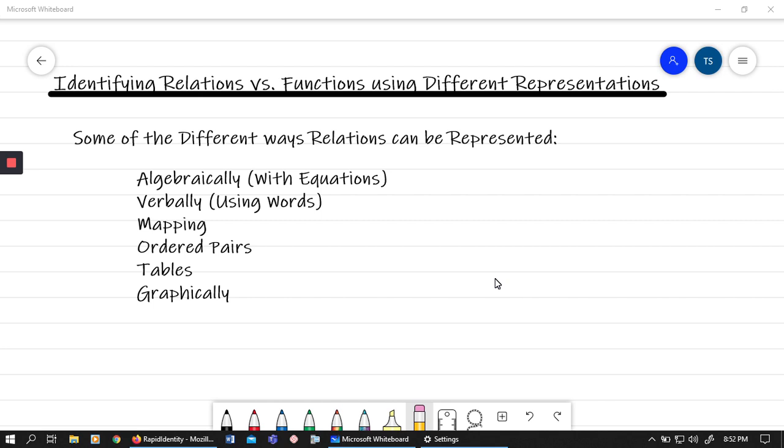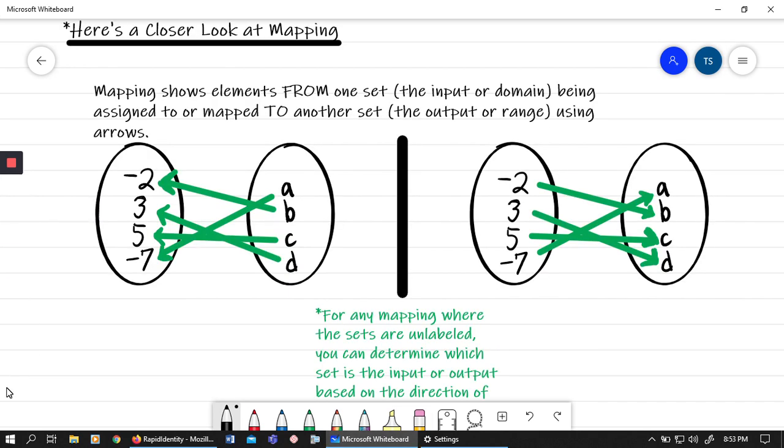And in this particular video, we're going to look a little bit closer at mapping, and we're also going to look at some things graphically. So let's go ahead and get into this. Again, let's take a closer look at mapping.